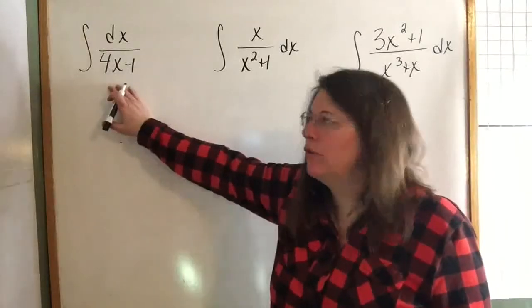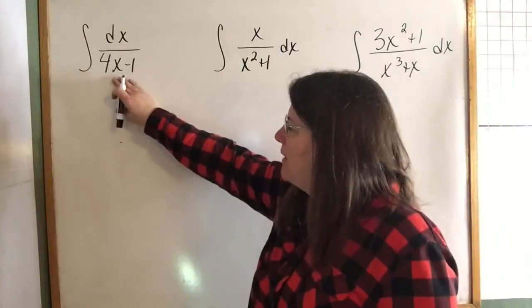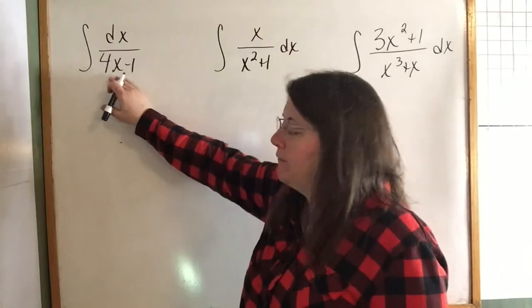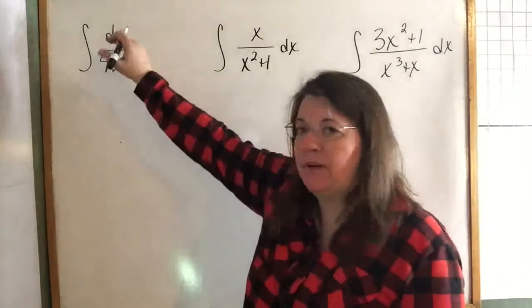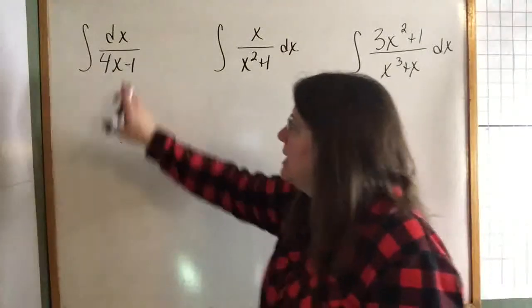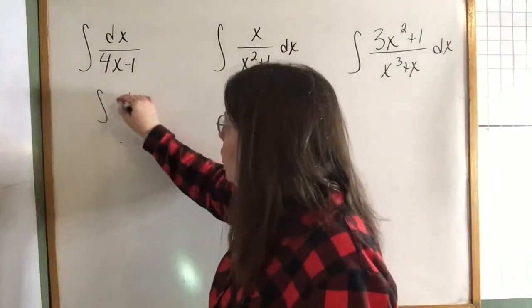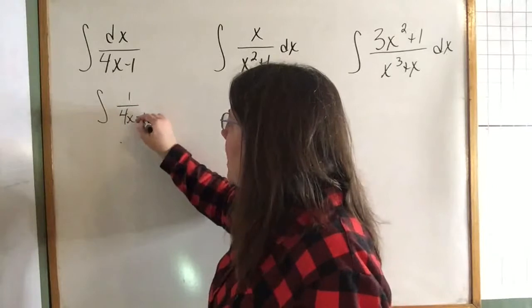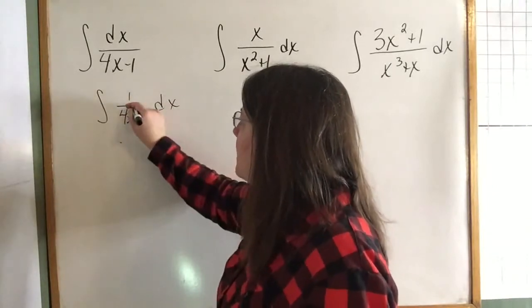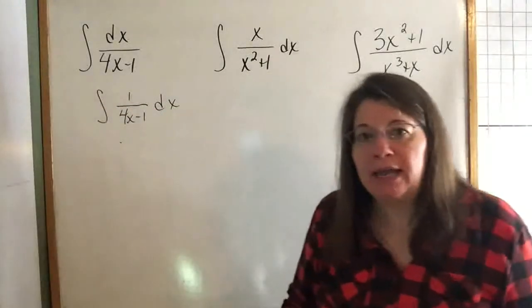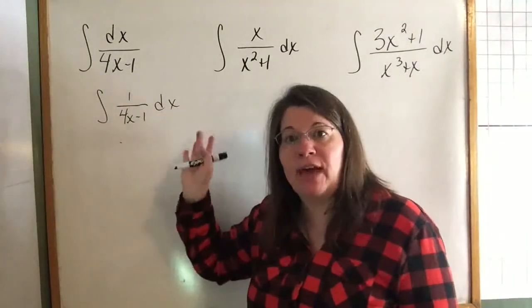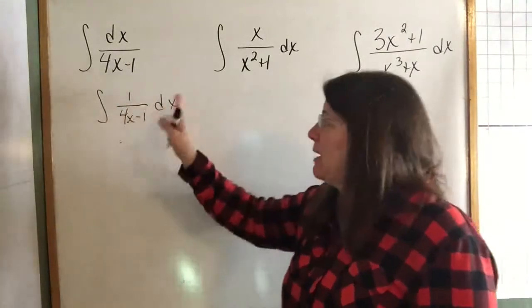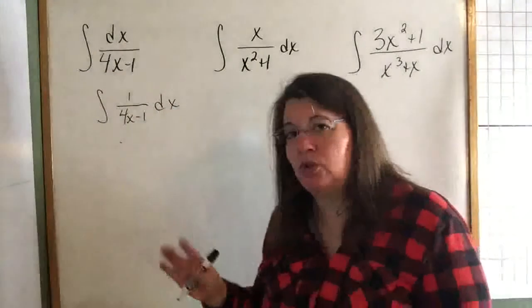Here, if I take the derivative of the bottom, I would have a 4 dx. So I'm missing the 4 on the top to have a derivative over an original. Now understand, this is the same thing as 1 over 4x minus 1 dx. I could start that problem off either way. So if it's easier for you to understand that the dx is to the side, that's fine. It doesn't have to be put on top. It can be put to the side, and then you could do the math.